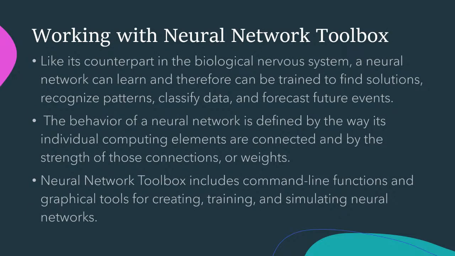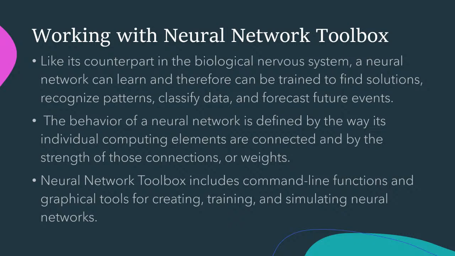Working with the neural network toolbox, it is a counterpart of the biological neural system. When you train this neural network, it can find solutions, recognize patterns, classify data, and forecast future events. So you can predict future things. For example, what is the Twitter trending analysis? By using artificial intelligence, what is the trending topic today in the whole of India? Which is the best movie this week? You can monitor all these things. But first, you need to collect the data. According to that data, you need to train the system, then you will get the output here.